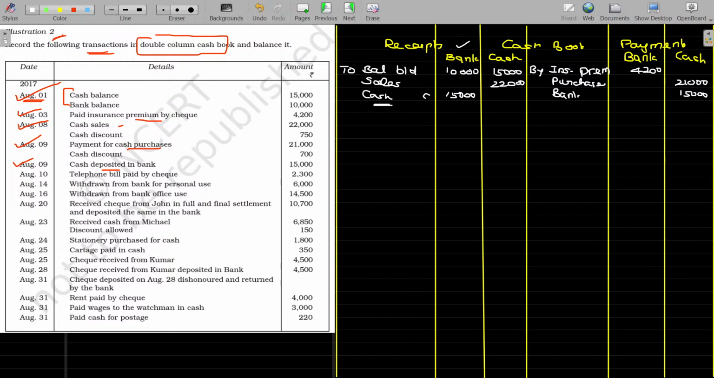I can represent this as contra by stating a C symbol on both sides. This will be in the ledger folio column. Anyhow, I am not going to open that. If I open a ledger folio column, in that column you have to put that C. Already I explained the meaning of ledger folio while teaching you the journal entry.